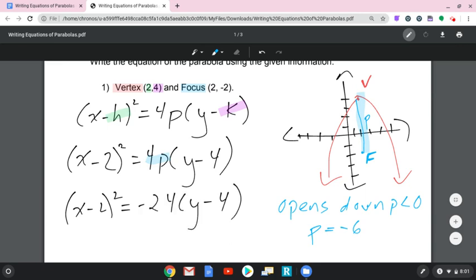So we determine if it's positive or negative based on the direction it opens. And then we count the distance between the vertex and the focus to understand what value is there. So it's either going to be negative 6 if it opens down, or positive 6 if it opens up. In this case, here is my final answer for that problem.